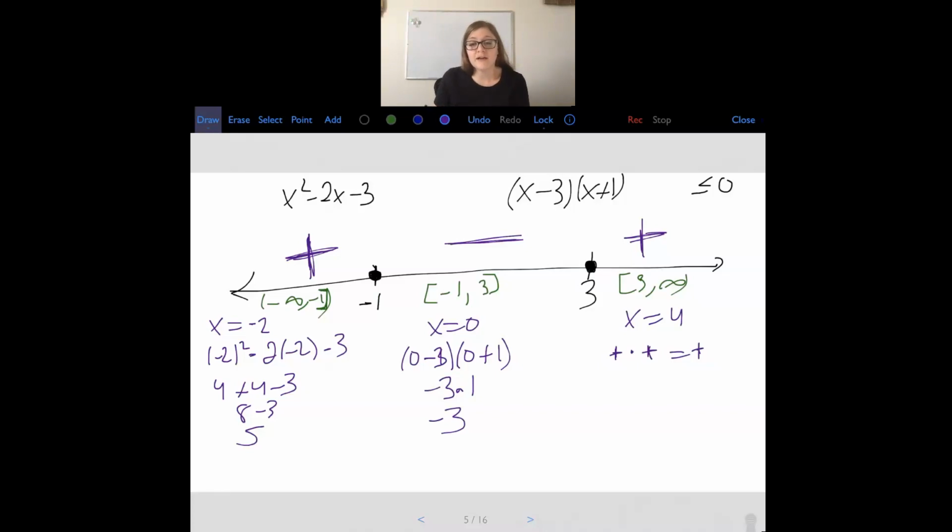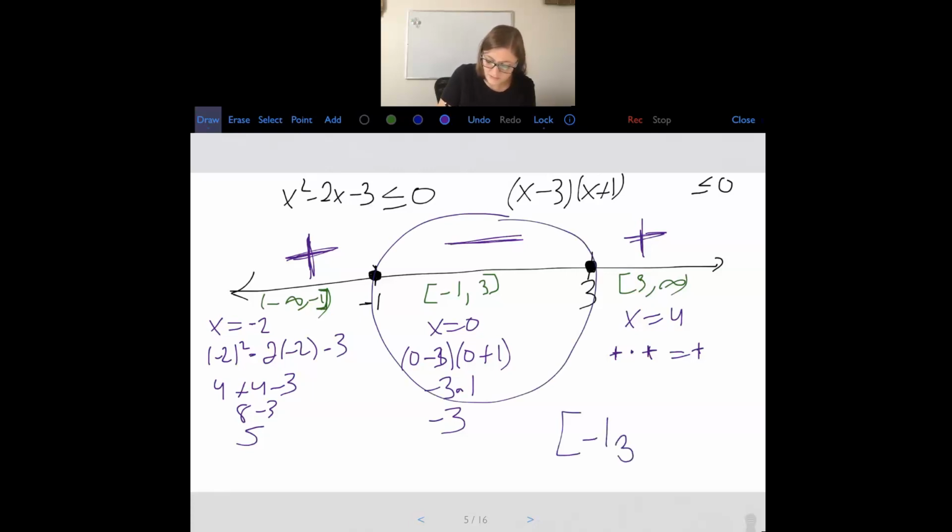Okay, so now that we've tested each interval, it's time to determine our intervals that make the inequality true. Remember, we wanted to know where this x squared minus 2x minus 3 is less than or equal to 0. Less than 0 is negative, and equal to includes the endpoint, so we are looking at this one right here. So our final answer would be negative 1, that should have been a comma, but I guess they combined it with a 3. So our answer, negative 1 to 3.